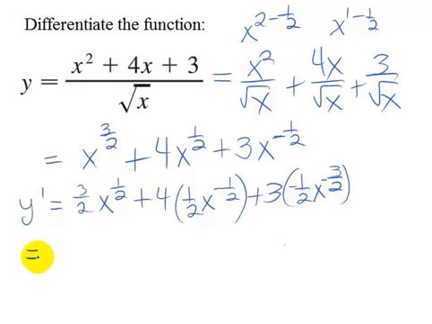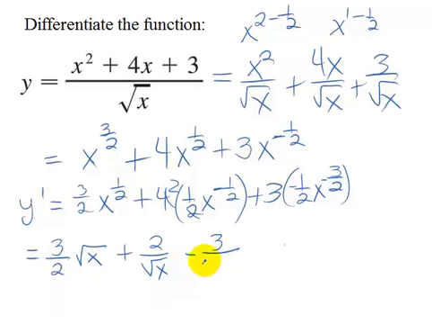Okay, let's see what we can do to simplify this, and we're going to put it back in radical form. So this is 3 halves square root of x. Next one is plus 2 over square root of x, because there's a minus right here. So we would move that down and then express it in radical form. And then we have minus 3 over 2 square root of x to the third.